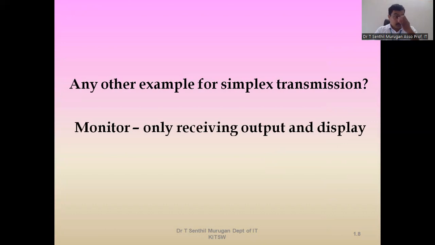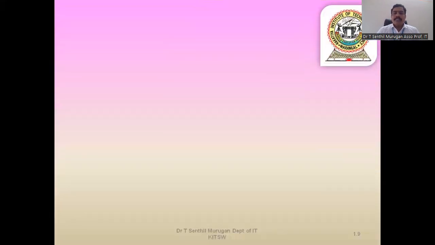Monitor. Okay, so same like that, keyboard, monitor also one of the device is used for simplex communication. Monitor, what it will do, it is getting signal from the CPU and display to the user. It is not resending information to the CPU. Okay, so next to half duplex.